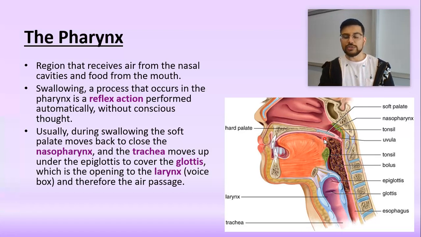Also, that uvula, that droopy thing that's in the back of your throat, it's soft because when you do swallow, it actually covers up this nasal passage up here. So that way you don't have any food coming back into your nasal passage.